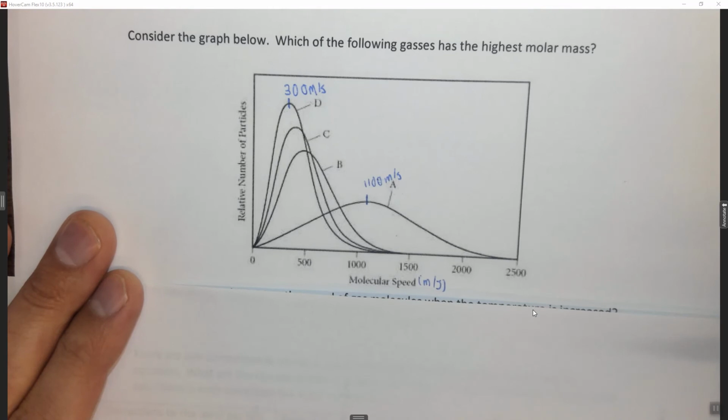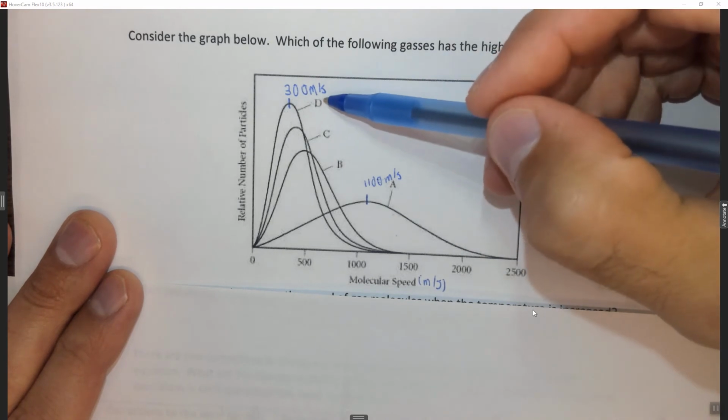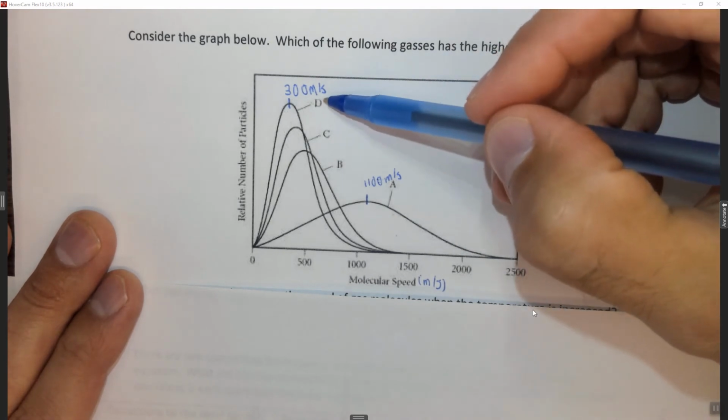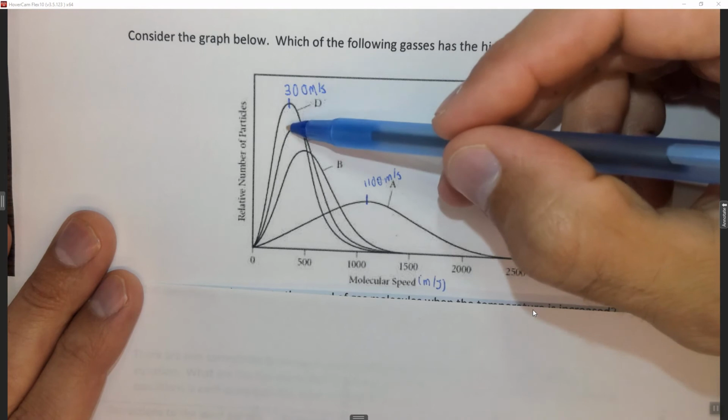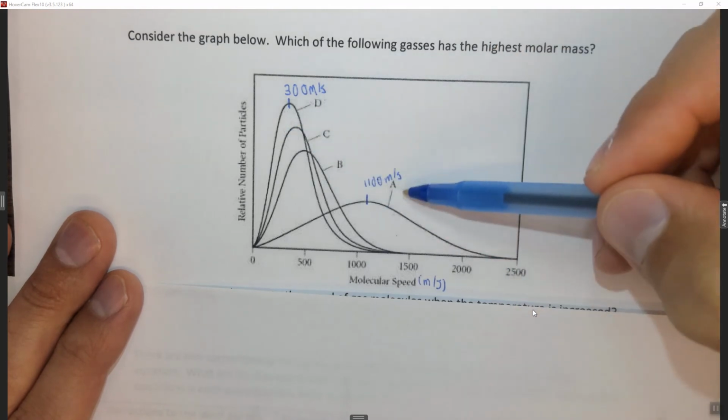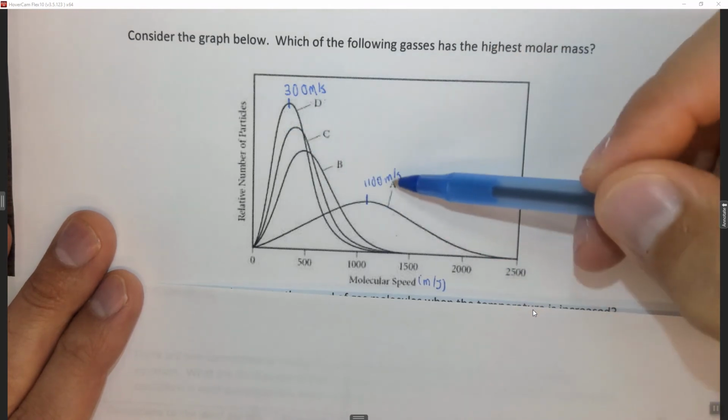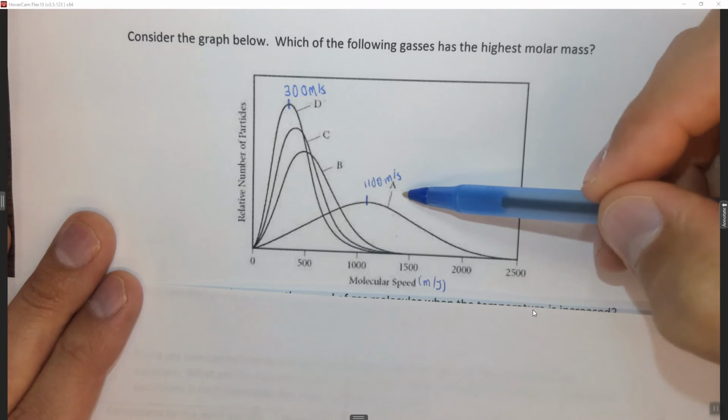It's because of the mass. D molecules are much, much more massive, so they have to be moving slower. A molecules are much lighter, so to exert the same amount of force, they have to be moving much faster.